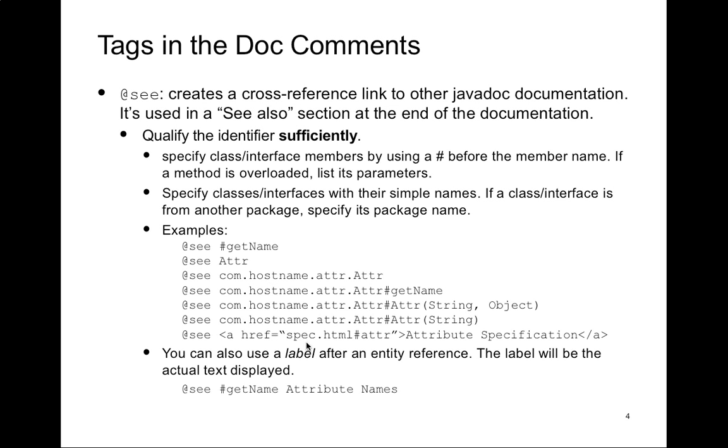So you can also add a label after an entity reference. So the label will be the actual text that's displayed instead of the reference. It's actually kind of like HTML when you're creating an anchor and you have a URL and you want to say, click here for this. You can actually put a name that's in English, something that makes a little bit more sense. So you can put the attribute names over here next to getName.